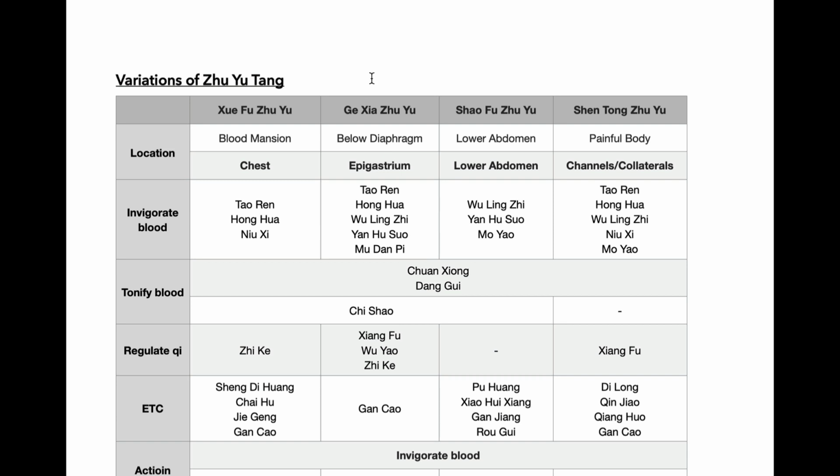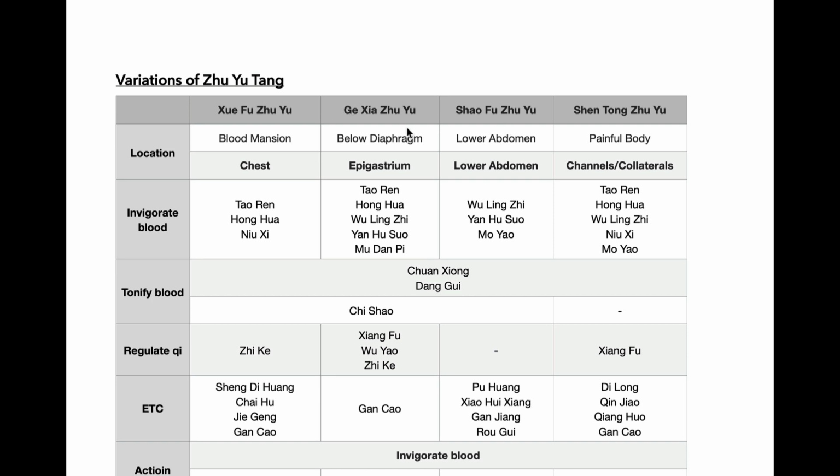So Shefu Chuyutang has Sinisan to treat those collapsing, a very serious condition. And Geisha Chuyutang has Shangfu, Uyao, Jike to help the digestive system and regulate qi. Shaofu Chuyutang has a lot of warming herbs like Buhuang, Huishang, fennel, and Ganjiang, Rogui to warm your uterus. And Shentong Chuyutang has a lot of wind-expelling herbs like Dilong and Jinjiao. This is for pain.